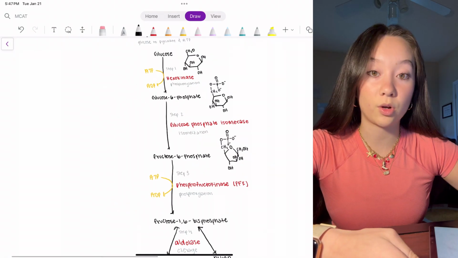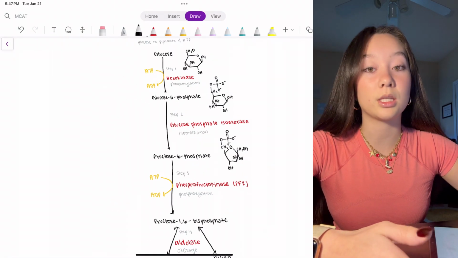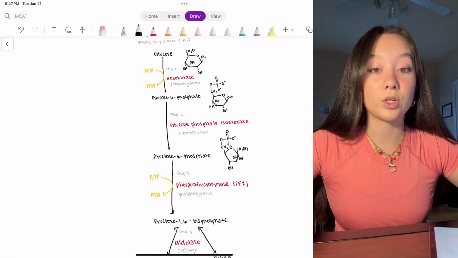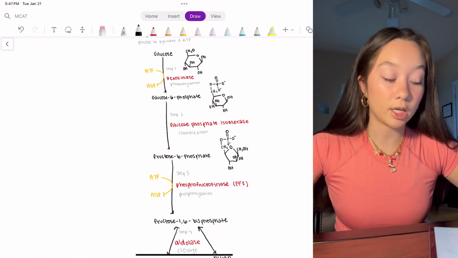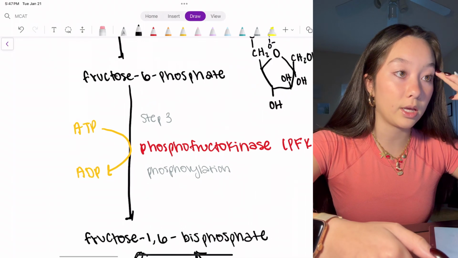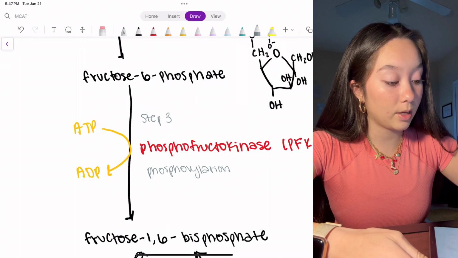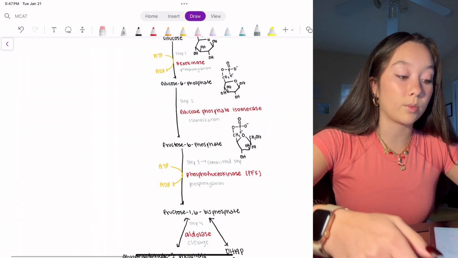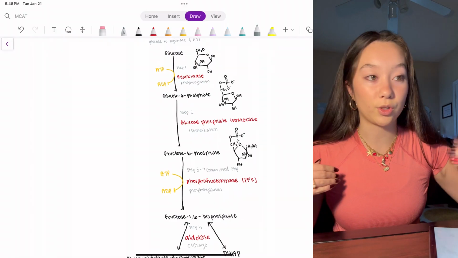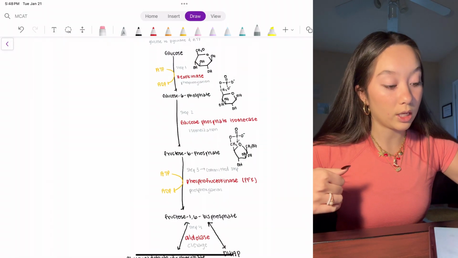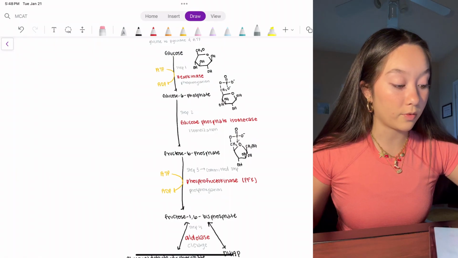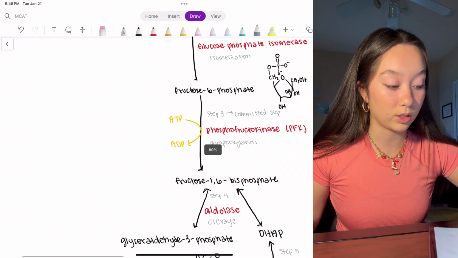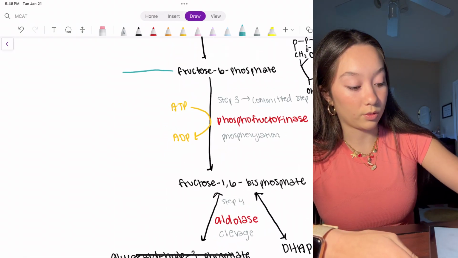Step 1 and step 3 are going to have different enzymes because they use ATP to catalyze that reaction. These are irreversible reactions. A lot of times we like to call step 3 the committed step, so we can go ahead and put that here. The committed step, because once you go through step 3, you're kind of stuck doing glycolysis all the way down. So we need a way to work around PFK in step 3 to get back from fructose 1,6-bisphosphate to fructose 6-phosphate. Let's draw our arrows.